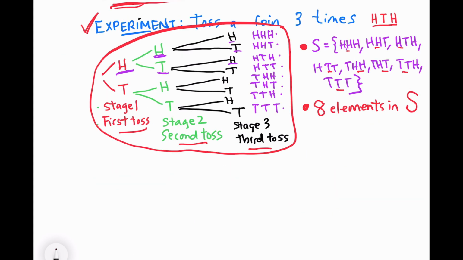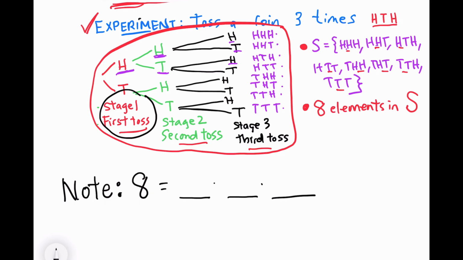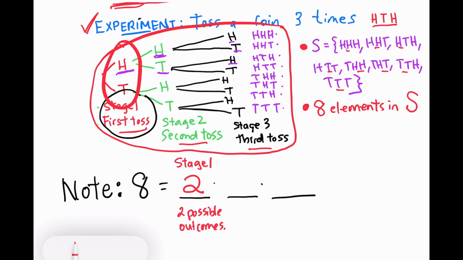Another thing I wanted to point out that I want you to note is that 8, the number of elements in the sample space, is equal to the following. So if I look at the first toss as stage 1, there were 2 possible outcomes in stage 1. And if I look at stage 2, once again, there were 2 possible outcomes, heads or tails.